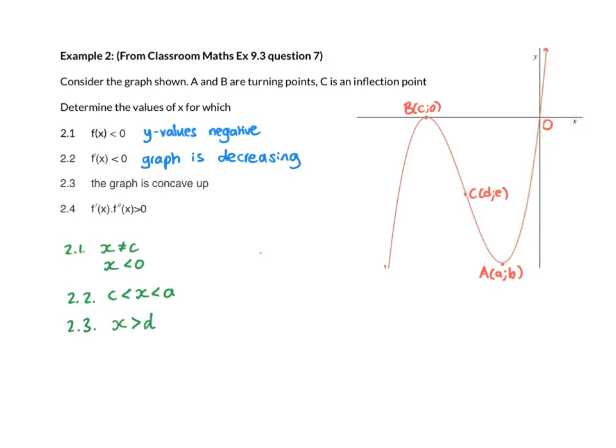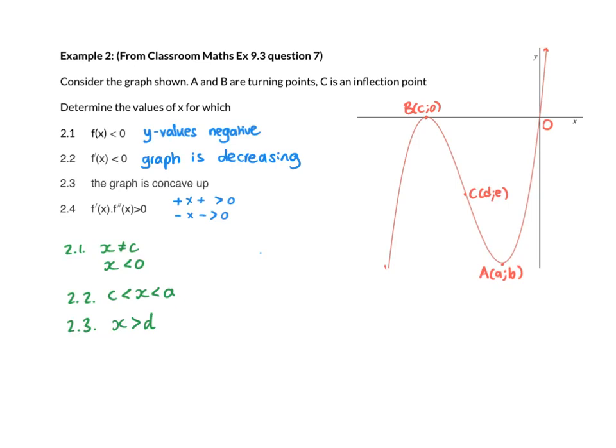2.4 is a bit of a tough question, but don't let it intimidate you. I want to know when two values multiplied together are greater than 0. Now we know that for two values multiplied together being greater than 0, either both must be positive or both must be negative. So let's first consider both being positive.